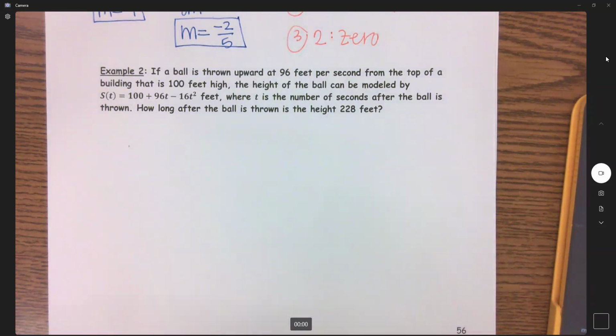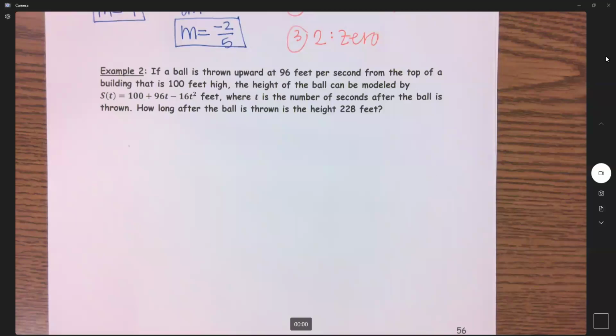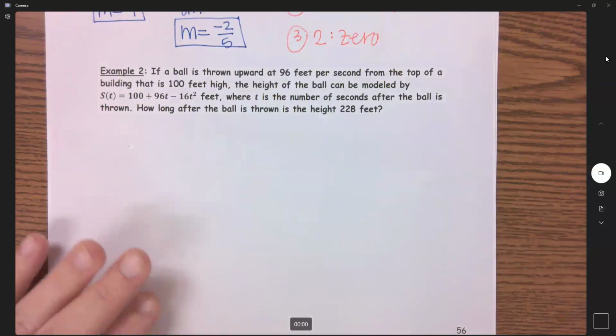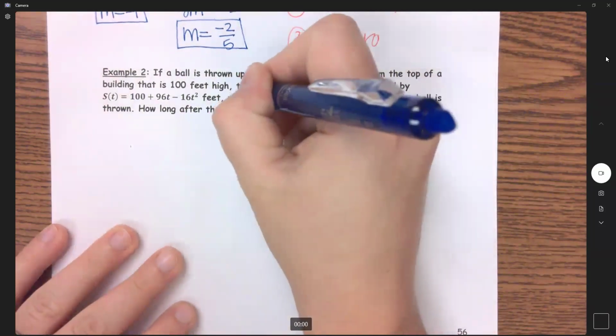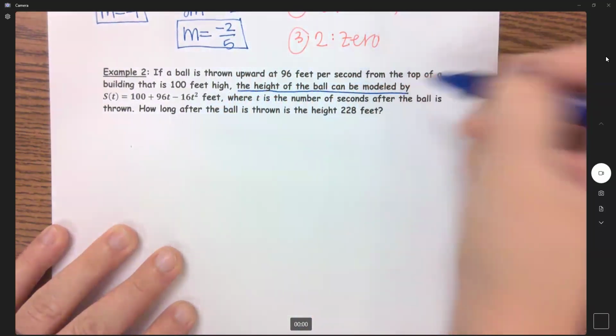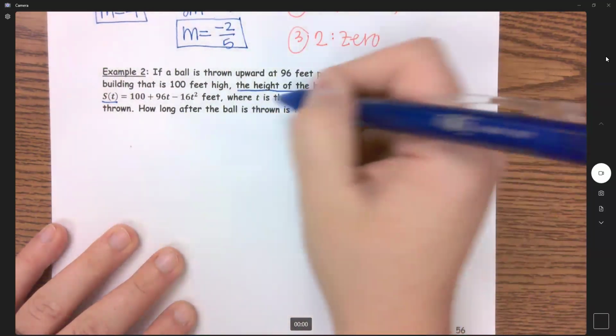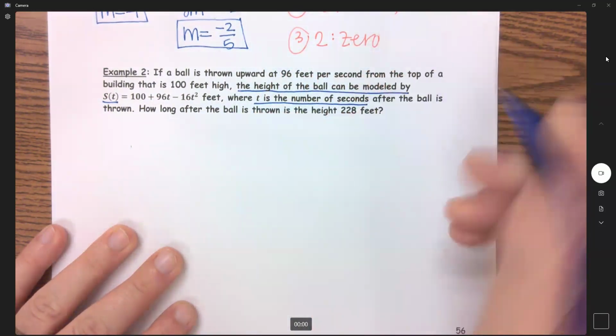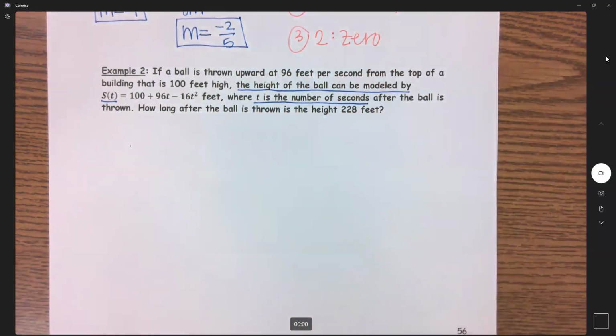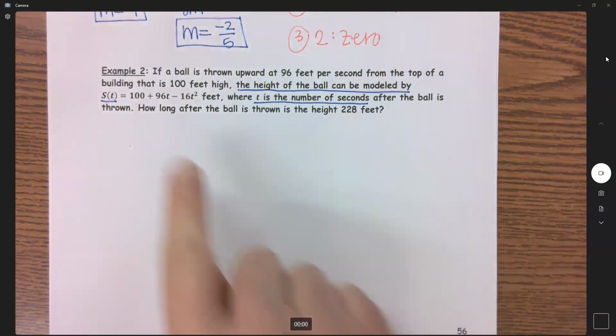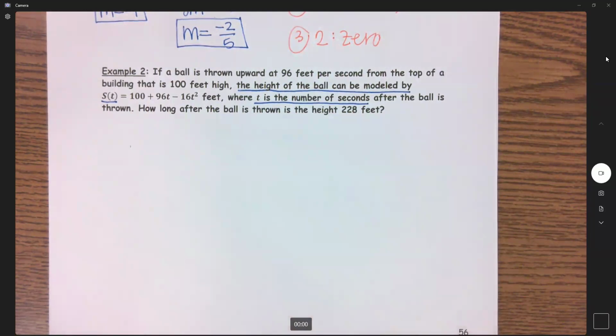It says if a ball is thrown upward at 96 feet per second from the top of a building that is 100 feet high, the height can be modeled by S of t, where t is the number of seconds after the ball is thrown. How long after the ball is thrown is the height 228 feet? So we have the height of the ball can be modeled by S of t, and our t is the number of seconds after the ball is thrown.